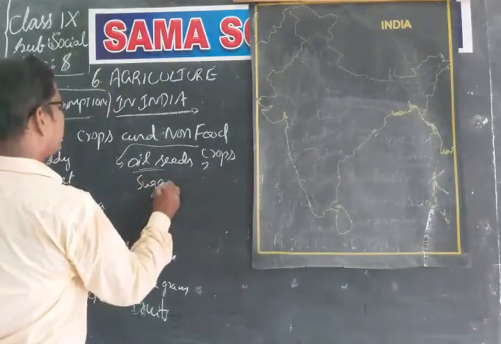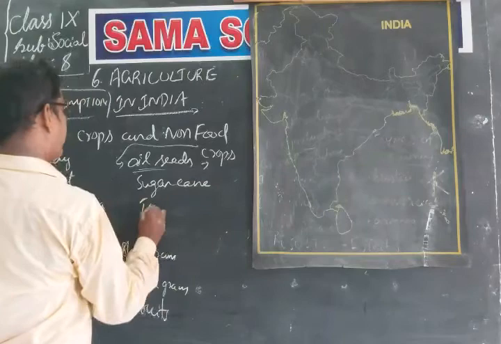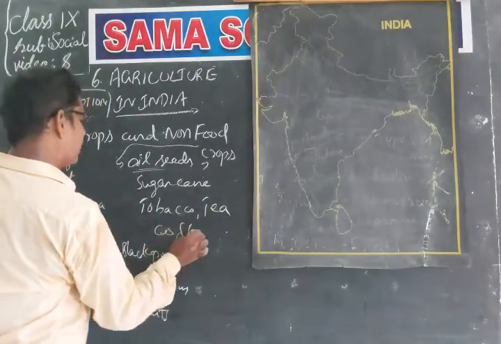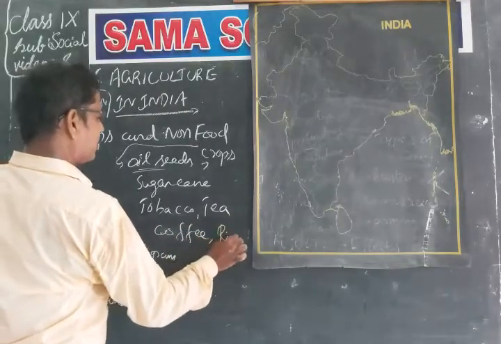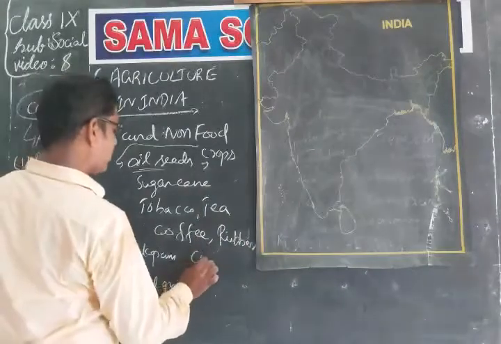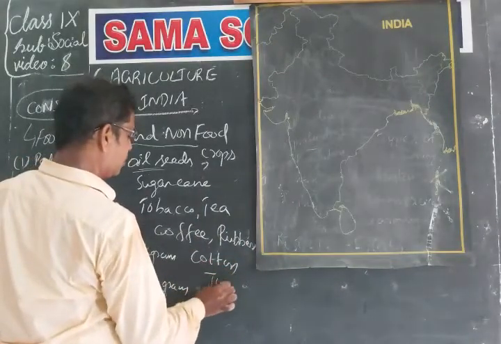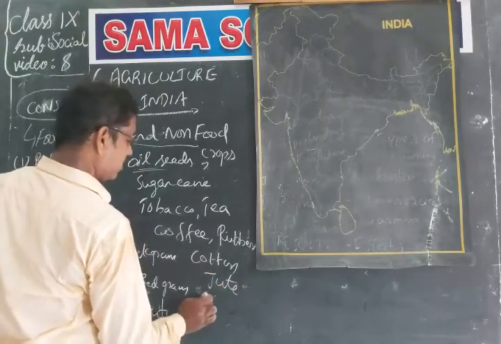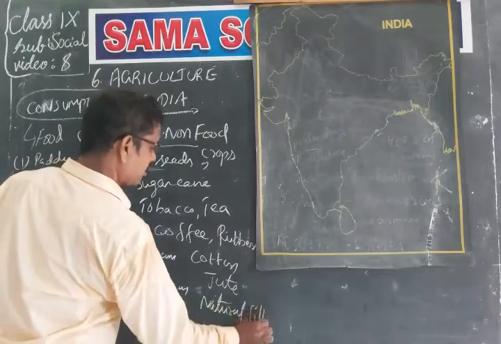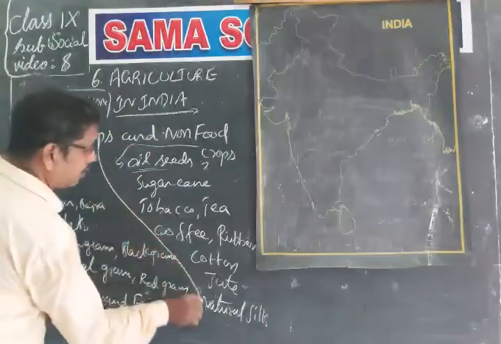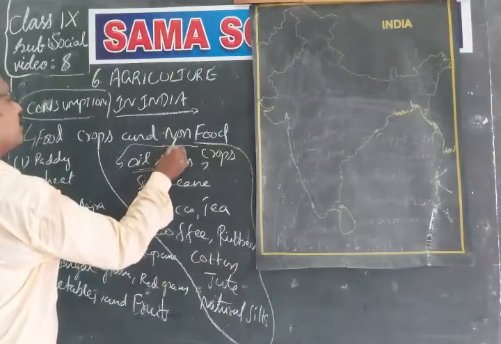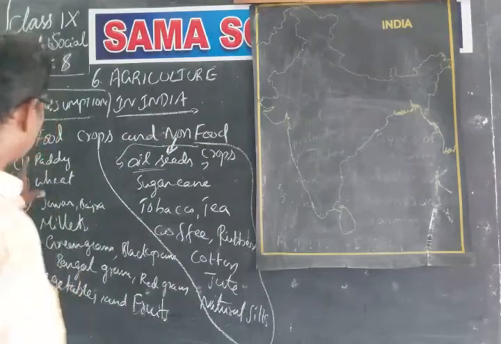Next, sugar cane, tobacco, tea, coffee, rubber, cotton, jute and natural silk. So these all come under non-food crops.